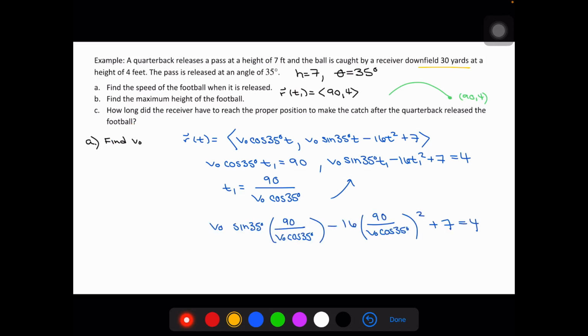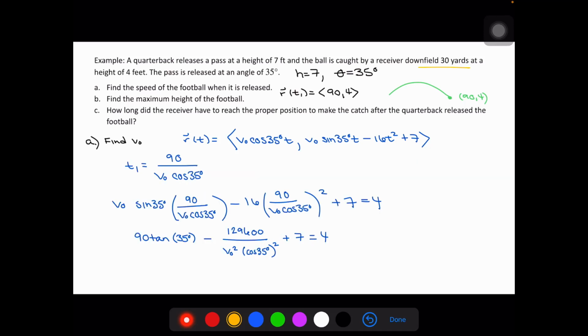Then I'm going to take that expression and plug it in for the t1s in that second equation, the equation that comes from the y component. And now this is something I can solve for v naught. And once I solve for v naught, I'll be done with part A.